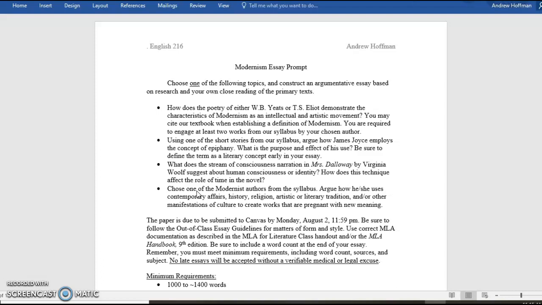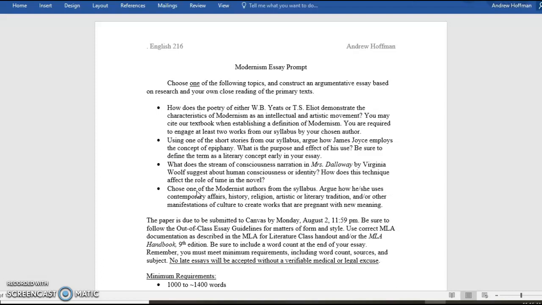First of all, how does the poetry of either William Butler Yeats or Thomas Stearns Eliot demonstrate the characteristics of modernism as an intellectual and artistic movement? You may cite our textbook when establishing a definition of modernism. Okay, so you need to understand what modernism is. Don't just look it up in a Webster's dictionary. That's, of course, inadequate. So use our textbook for the definition.